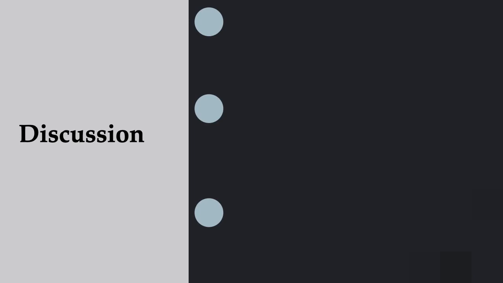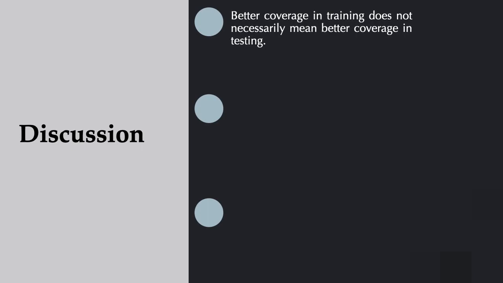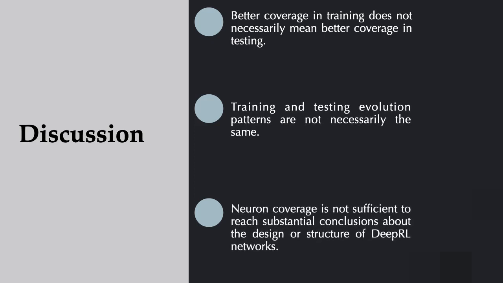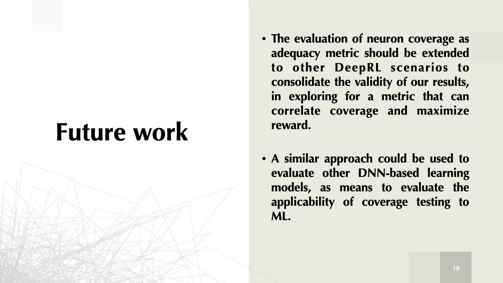Now, given our results, we found that better coverage in training does not necessarily mean better coverage in testing. Also, that training and testing evolution patterns are not necessarily the same. And because of the negative result and lack of correlation between coverage and reward, we think that neuron coverage is not sufficient to reach substantial conclusions about DeepRL systems. Finally, as future work, we think that neuron coverage as a testing metric should be extended to other DeepRL scenarios, like other classic control problems, to consolidate the validity of our results. And also, similar approaches could be used to evaluate other DNN-based models.